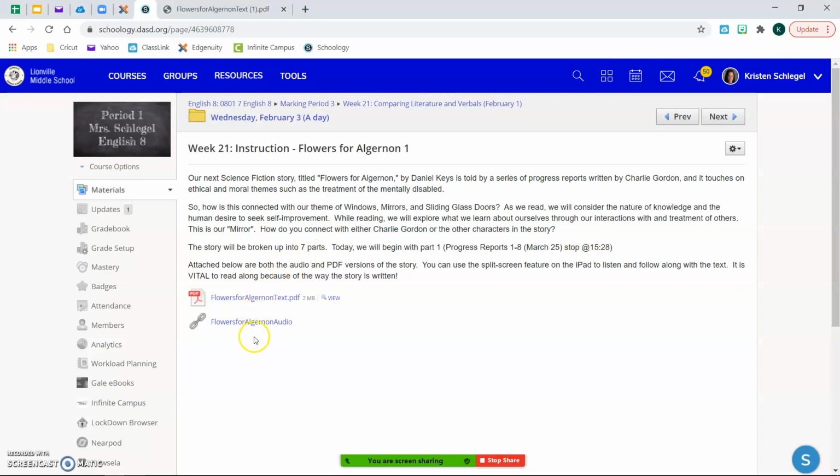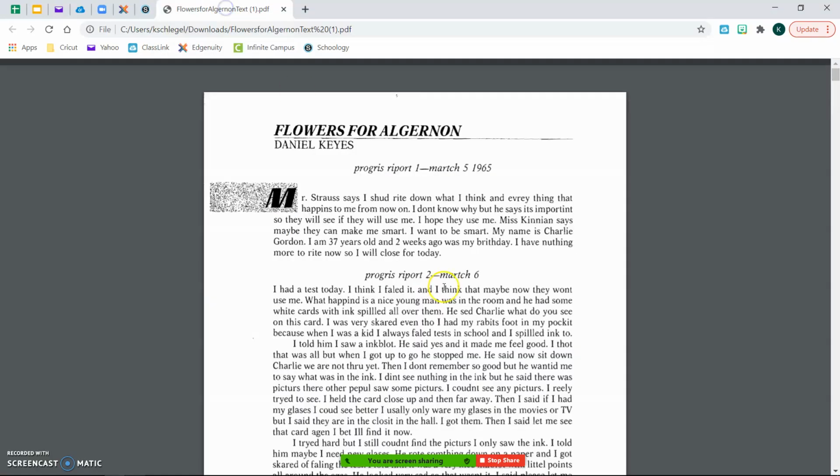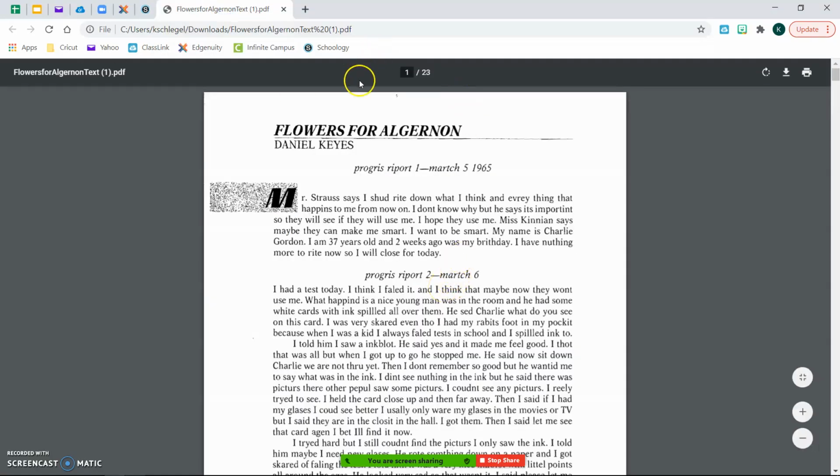So you'll see below, I have the text and I have the audio available for you. It is vital to read along with this because of the way that the story is written. So you can use the split screen feature on your iPad to go ahead and bring up the text along with the audio. For now, today, I'm going to read to you the story. So Flowers for Algernon by Daniel Keyes.